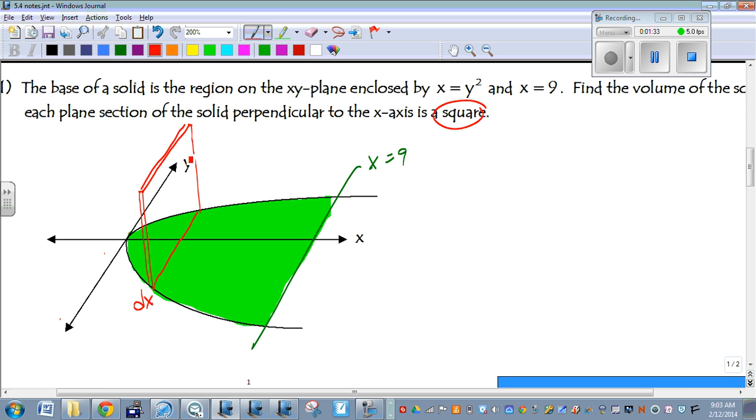So this is basically just a prism, right? This little slice of the whole loaf is a prism. And volume of the prism, length times width times height.